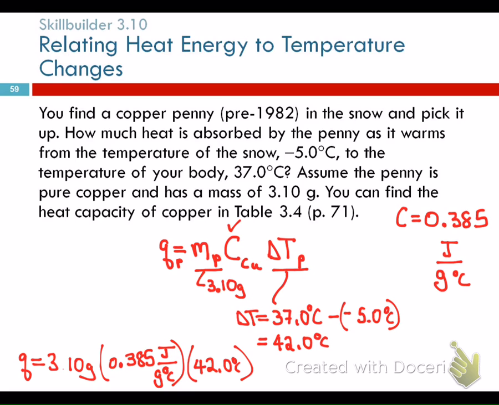Now what you'll notice is grams go away, degrees Celsius go away, and I'm left with joules. So all I have to do is find my calculator, plug those numbers in. And I get 50, which by the way is a very small number in terms of joules. 50.1 joules. It's 3 sig figs because everything in here has 3 sig figs. I'll let you worry about the details on that.